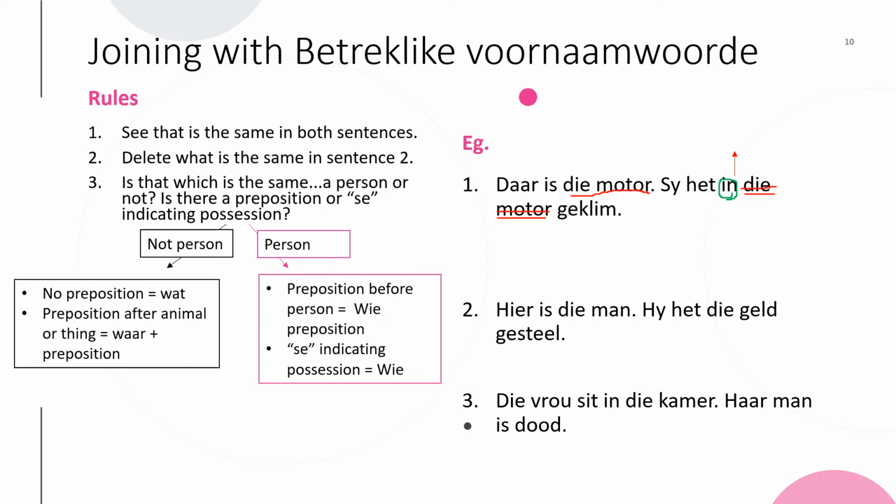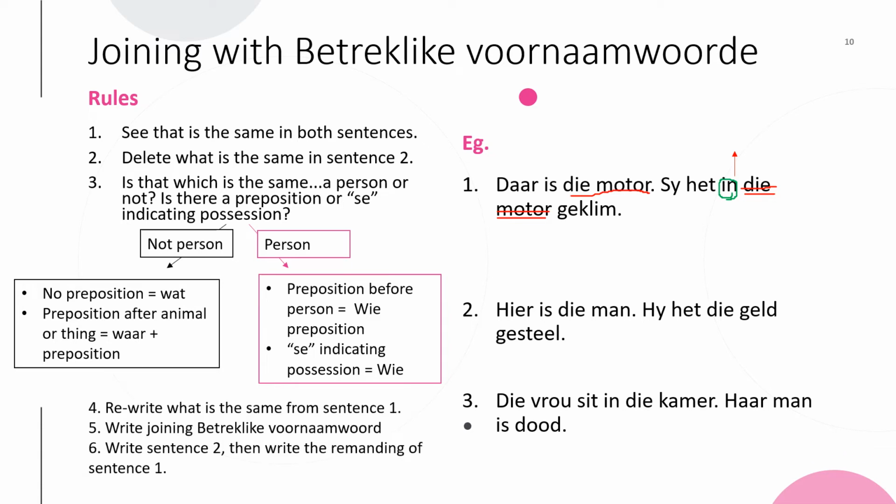If there was a preposition, and this preposition was before a person, we would have used wie. If there was a se after the points of similarity, then we would have used wie as well. Which brings us to our next rules.